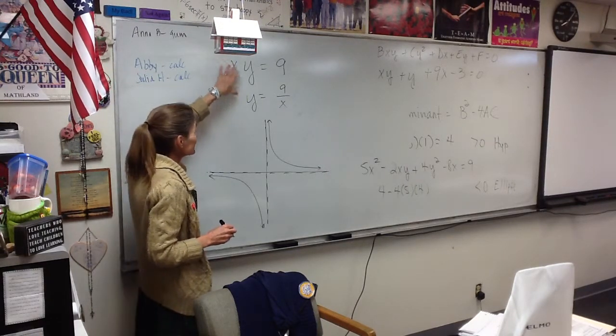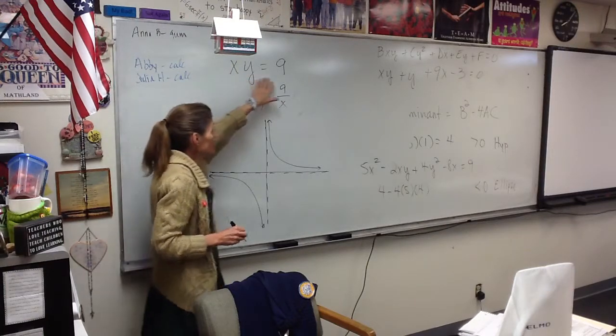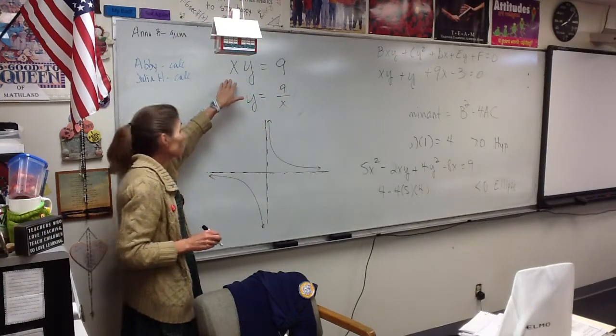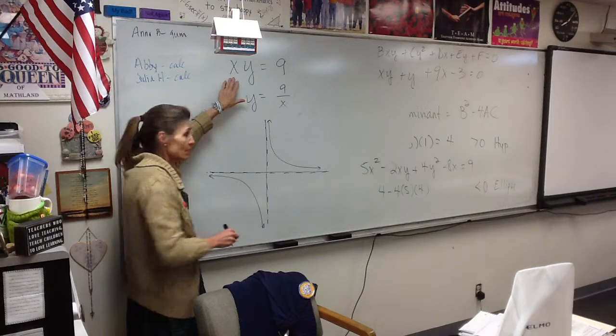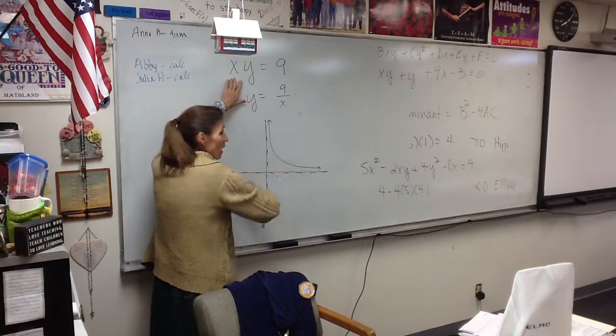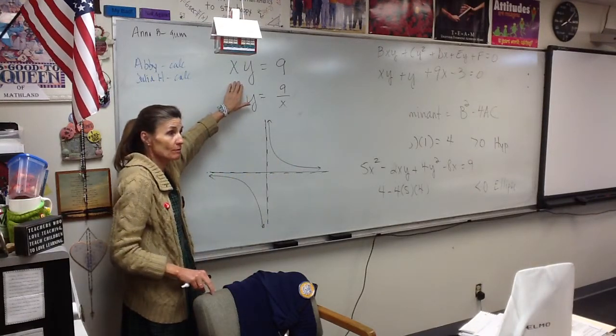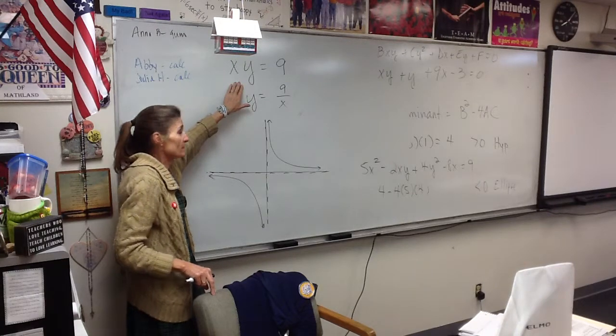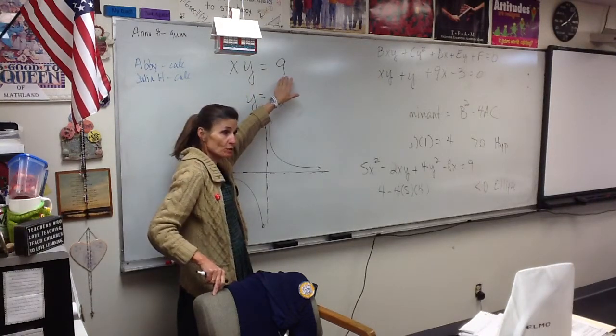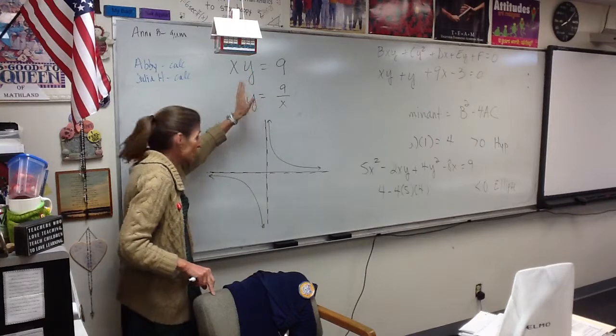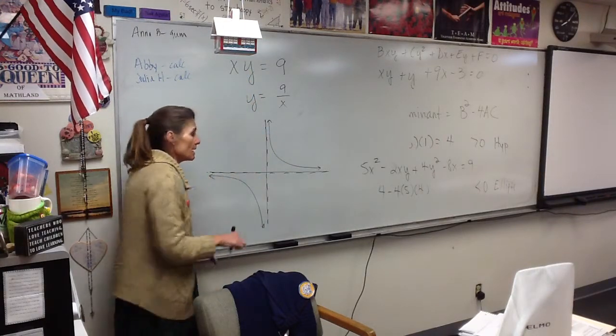Now, does it make sense to you, when you look at this equation, that there's no way x can be 0 and there's no way y can be 0? Does that make sense to you? Well, yeah, because if these were 0, you wouldn't get 9, would you? So they can't be 0. That's why you have asymptotes there.